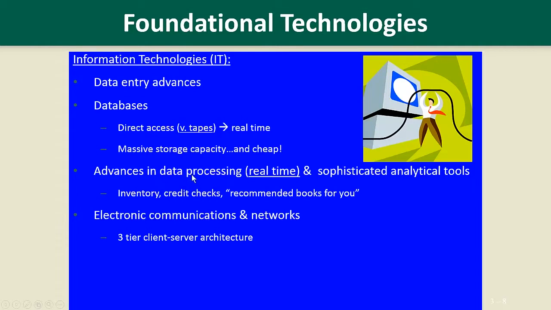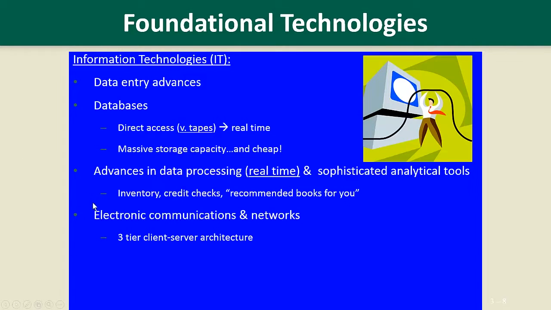Various advances in data processing. Again, real-time. We need real-time data, but then we need some real-time processing. All kinds of analytical tools are involved. So we have things like real-time inventory at Amazon. You know exactly if a book's in stock. Automatic credit checks. They follow your purchases and then they make these recommendations for you through various analytical tools.